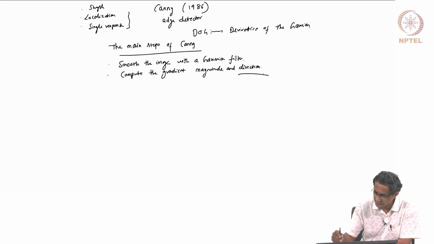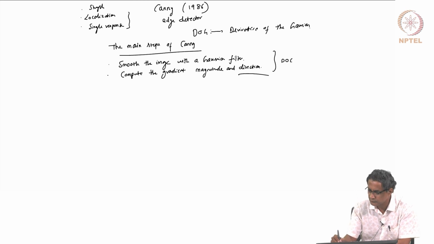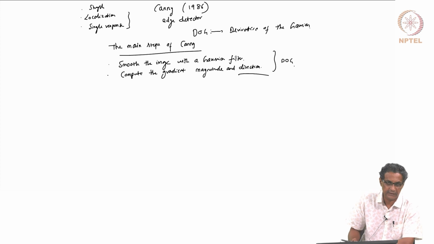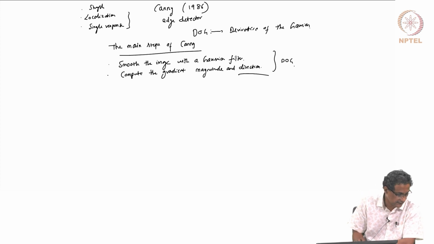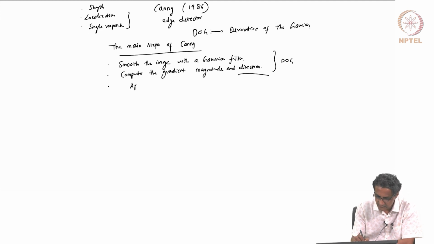So this guy actually uses it. Compute the gradient. So this is like your DoG, smooth with a Gaussian, and then take a difference and then compute the magnitude and the direction, using a discrete approximation. That we know how to do. Then apply non-maxima suppression.